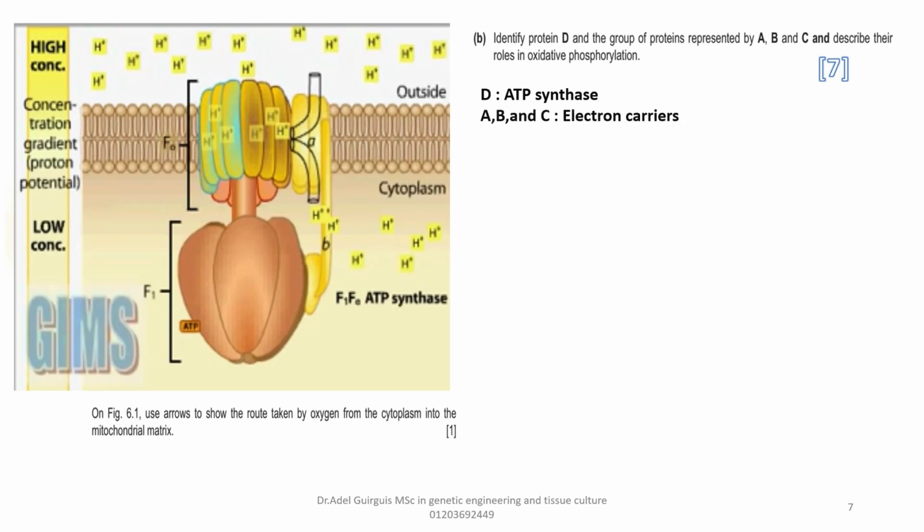A, B and C are electron carriers, carrying electrons with high energy to be lowered. Okay, in the last step, look please, description of their roles.